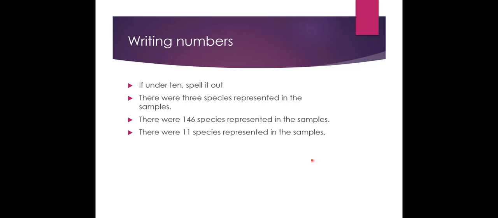So in this case, this is what it looks like. There were three species represented in the sample. So I spelled out three. There are 146 species. I put 146 in numerals. 11 is in numerals again. So that's just the way it is. Under 10, you spell it out. The other thing you want to know is that when you start a sentence with a number, you always spell it out. Always. So if I said 146 species were collected, I would spell this out in words rather than numbers because it's starting the sentence. Never start a sentence with numerals. Always spell them out. Make sense? Okay.